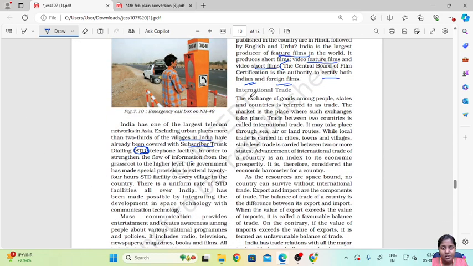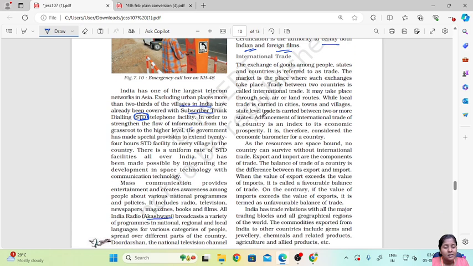Next is international trade. International trade is the exchange of goods among the people, but here it's international, with foreign countries. Exchange between states and countries is referred to as trade. The market is a place where such exchanges take place. So trade between two countries is called international trade. It may take place through sea, air or land routes. But if it is between two countries, then it is international trade.